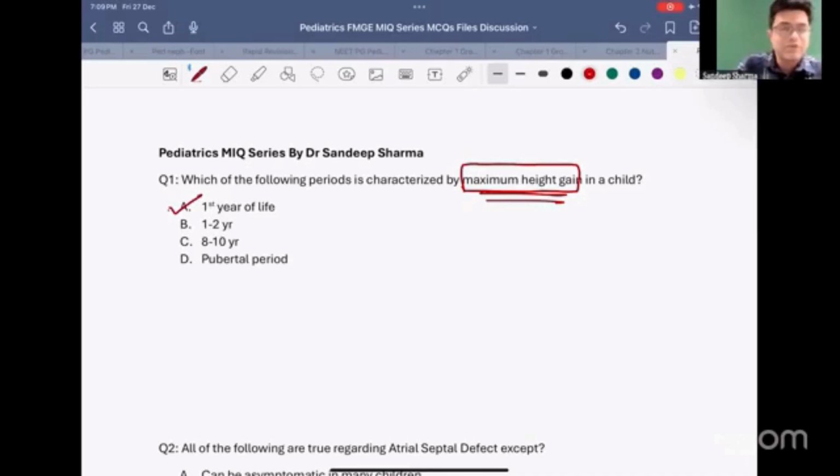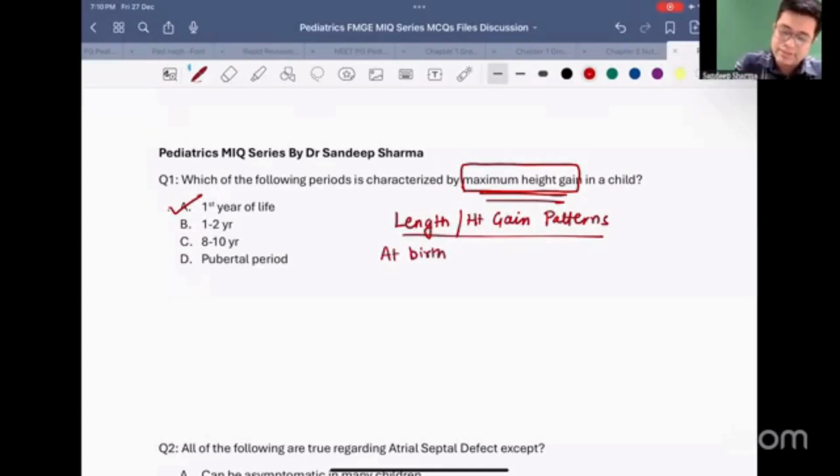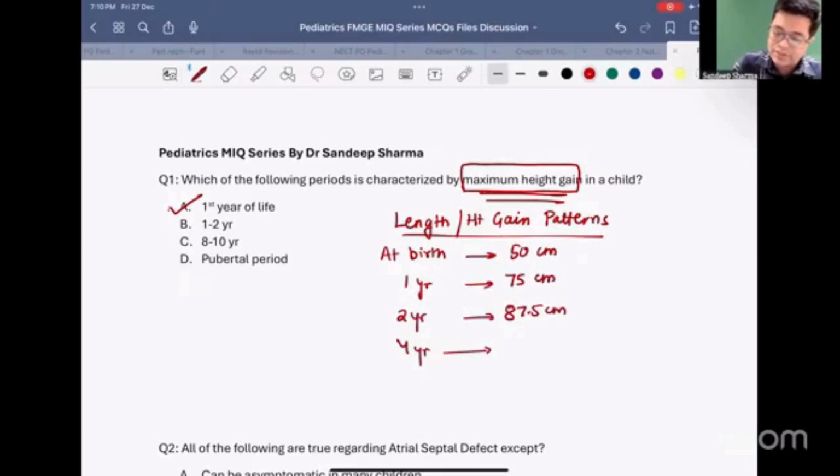So basically, you have to remember the length or height gain patterns. At birth, the length of a child is about 50 centimeters. At 1 year, in a normally growing child, it becomes about 75 centimeters. At 2 years, it becomes 87.5 to 90 centimeters. And at 4 years, it becomes 100 centimeters.